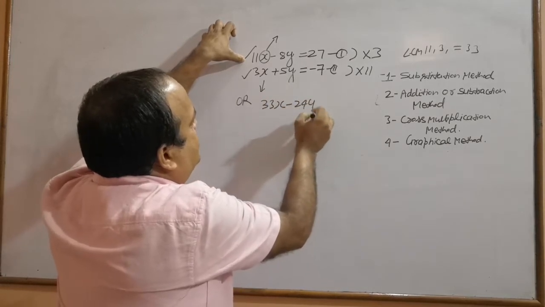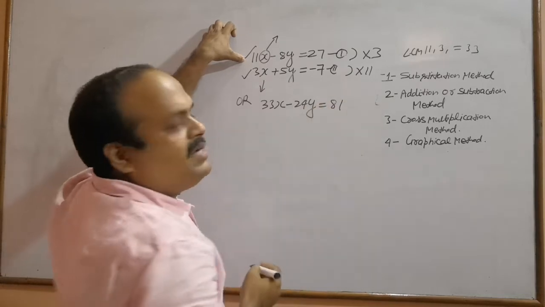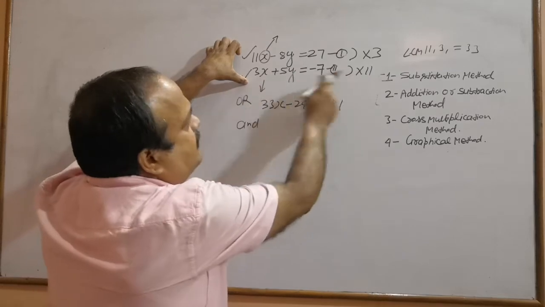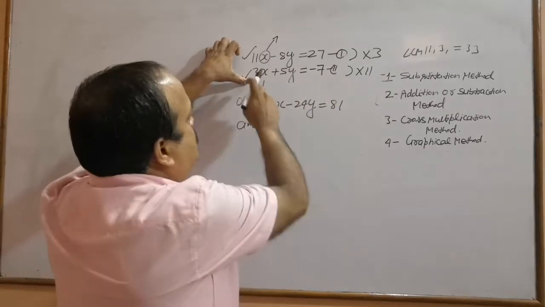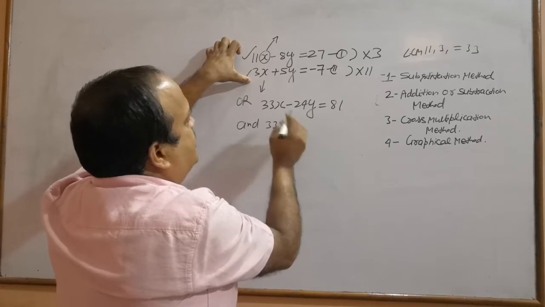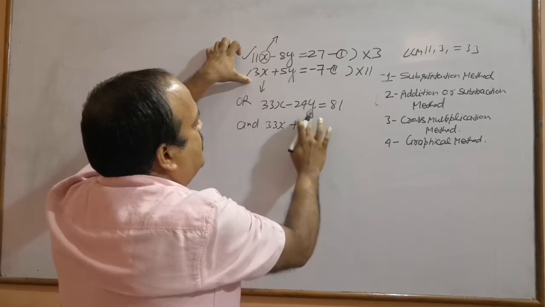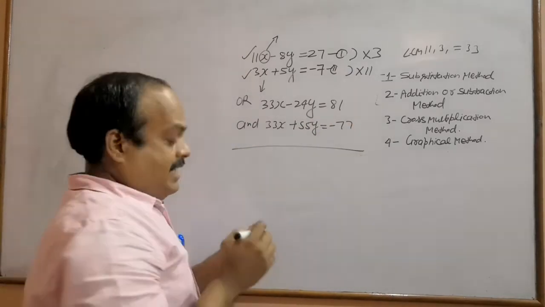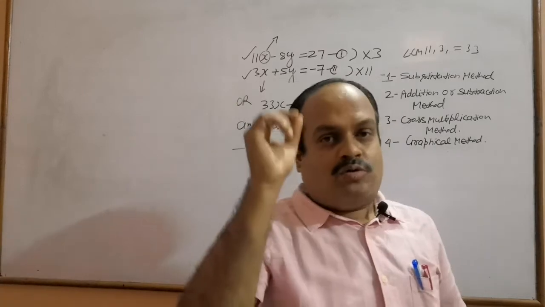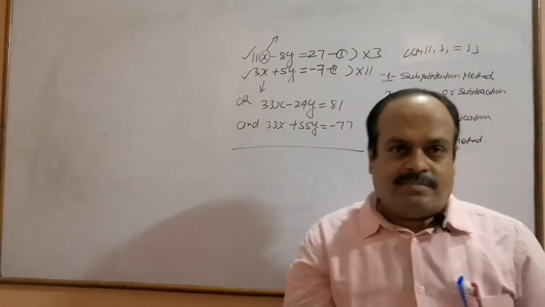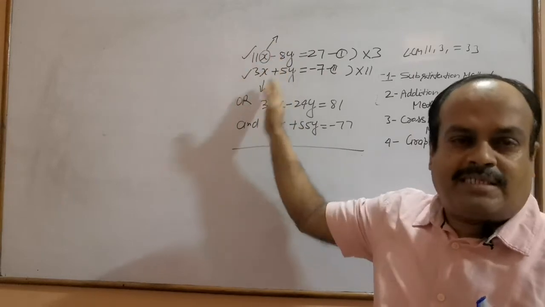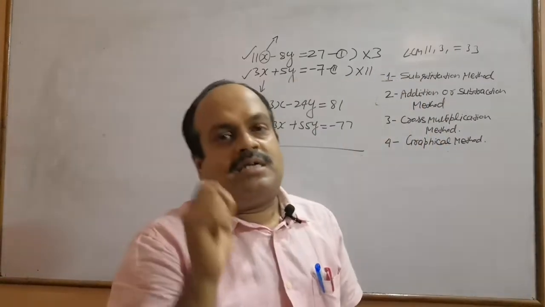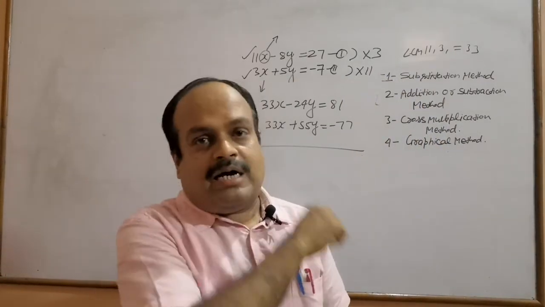You will get 33x minus 24y equals 81. And then the second one, since you are multiplying the second equation by 11, becomes 33x plus 55y equals minus 77. After doing the multiplication and making the coefficients equal, I have made the coefficients of the terms of x in both the equations the same, 33 and 33. Then we go for addition or subtraction depending upon the sign of the terms.